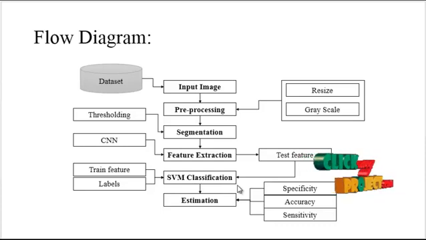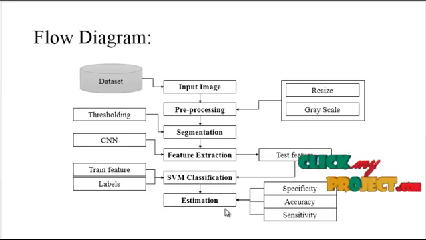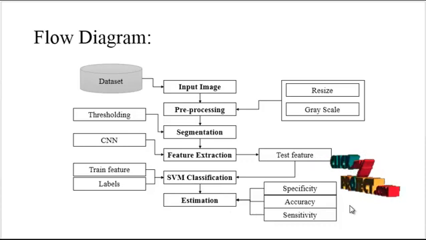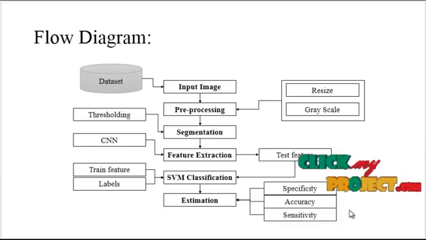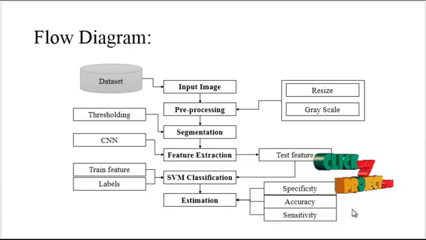Finally, the final stage of the process is the performance estimation. In this performance estimation, we have three categories of performance parameters. One is the accuracy, then the second one is the sensitivity, and the third one is the specificity.